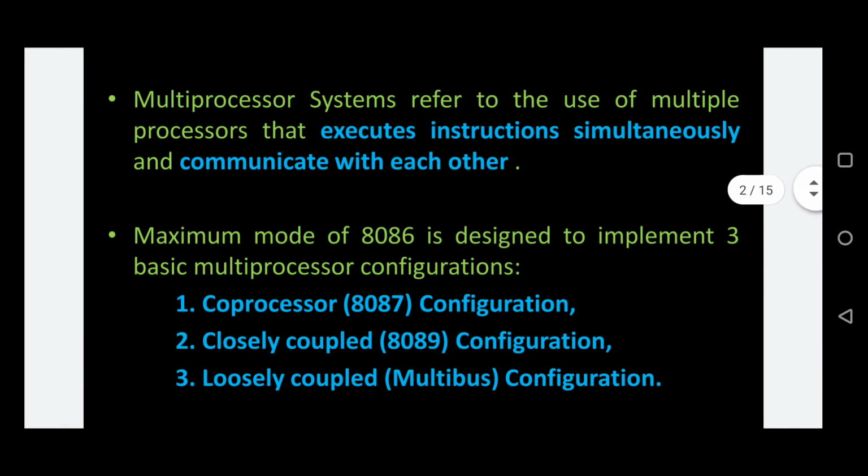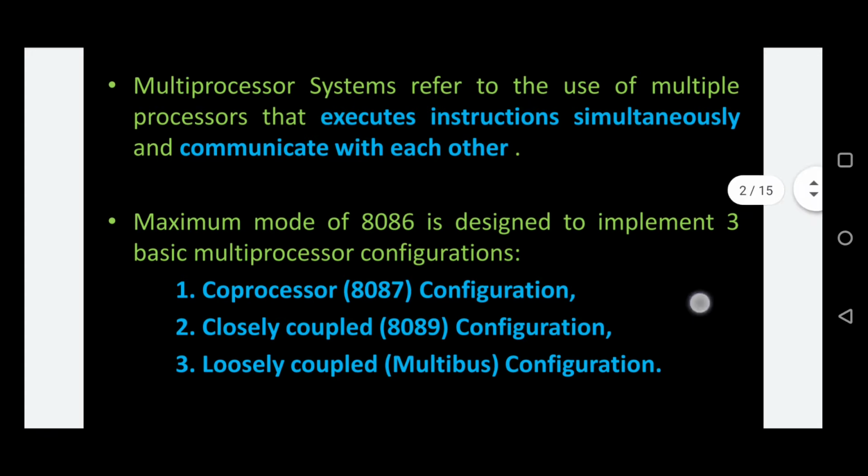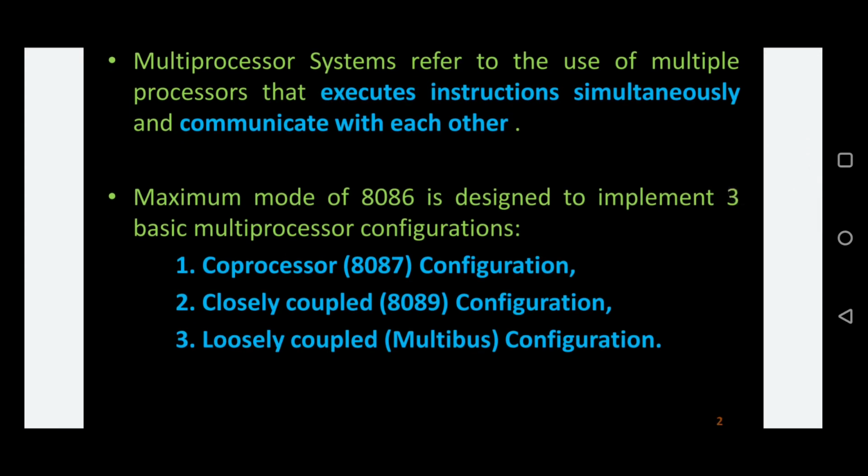Basically, in maximum mode there are three types of multiprocessor configuration. The first one is coprocessor configuration, the second is closely coupled configuration, and the third is loosely coupled configuration. The coprocessor configuration is a main processor with a coprocessor. That coprocessor is called the 8087 processor. The main processor is the 8086 microprocessor and the coprocessor is the 8087. The 8087 is a numeric data processor, simply called NDP.